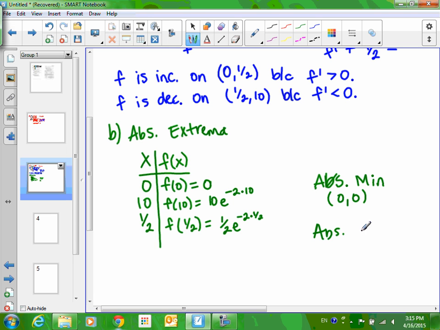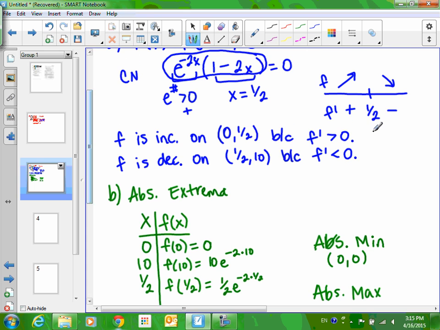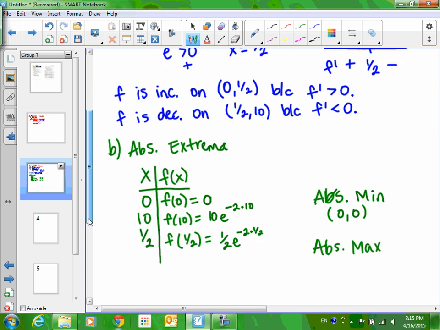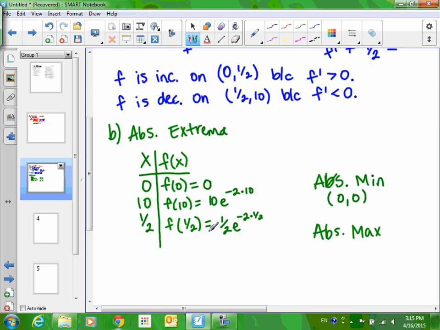Where is the absolute max happening? There's a couple of different things we can do to figure this out. One thing is, without a calculator, if you're not quite sure which of these is bigger, you could think about the fact that from 1/2 to 10, the graph is decreasing. So, could the max be at x equals 10? No, it has to be at 1/2.